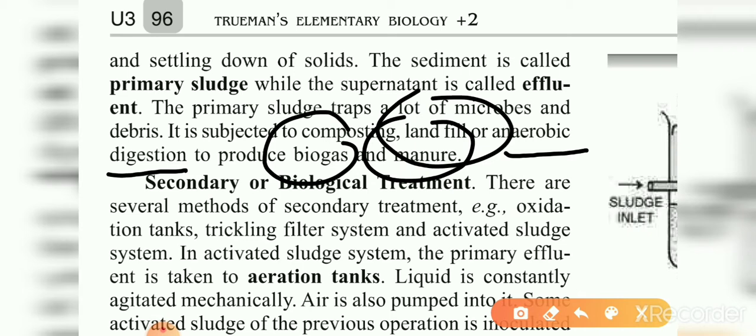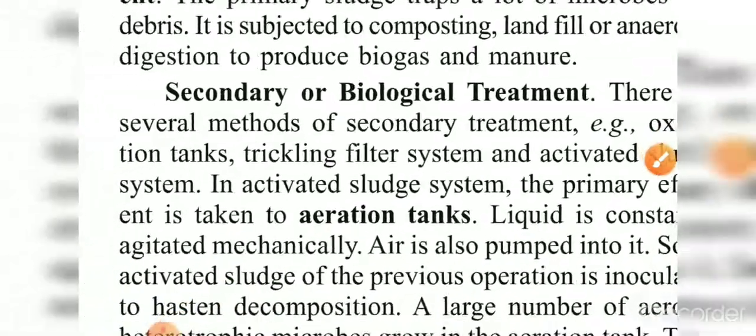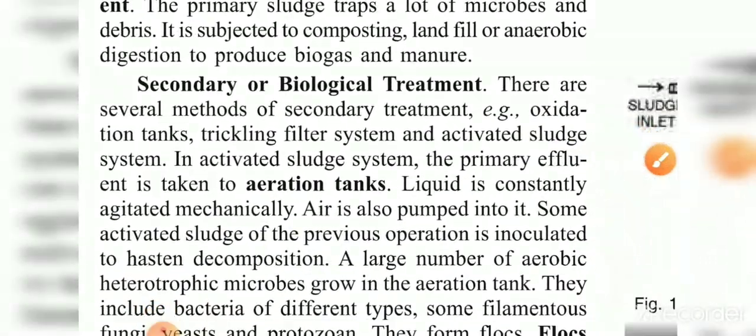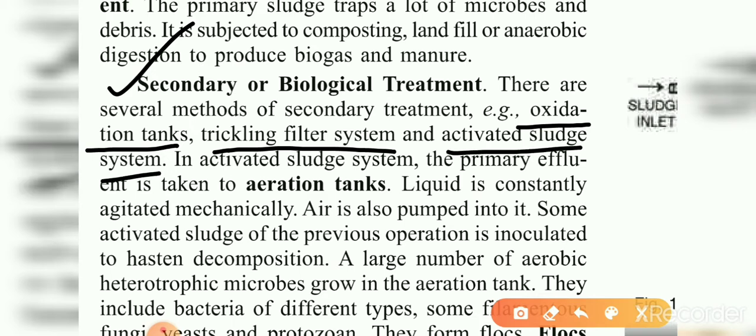Now we are left with the supernatant. Now that supernatant is sent for the second stage, and that second stage is called the biological or secondary treatment stage. What is done in this stage? Several methods are used in the secondary stage, such as the oxidation tank, trickling filter system, as well as the activated sludge system. In this particular topic, we will discuss the activated sludge system.